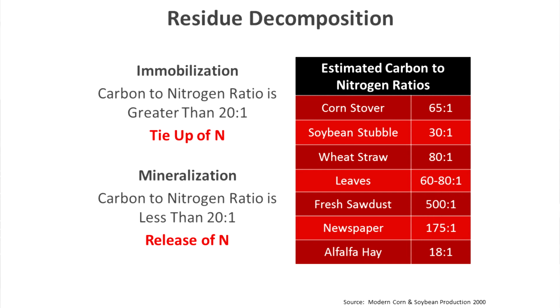Microbes that break residue down are looking to get to the 20 to 1 number. So anytime you have more residue, like wheat or corn stover, we're immobilizing nitrogen. Immobilization is a fancy term for microbes stealing it from your plants. They're taking nitrogen to break residue down. And they are going to do that until they get to a 20 to 1 ratio.